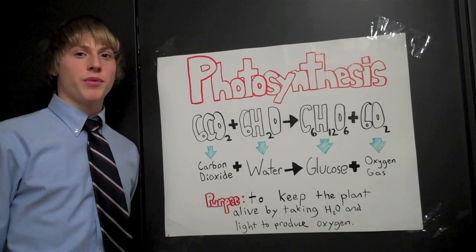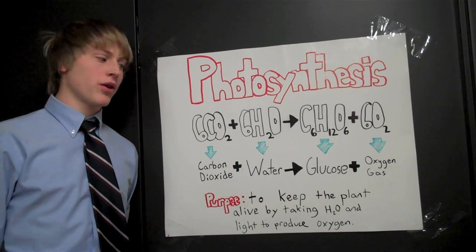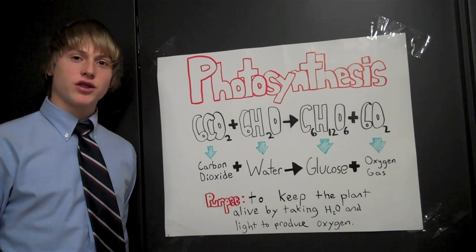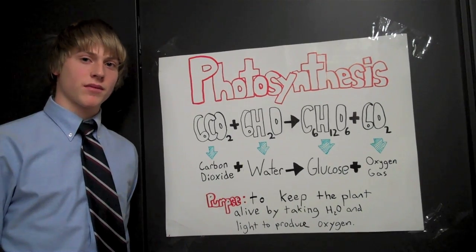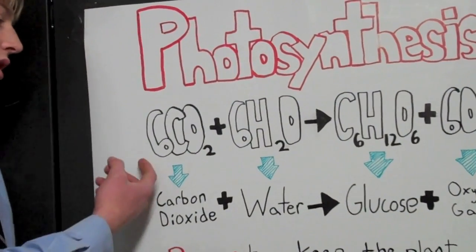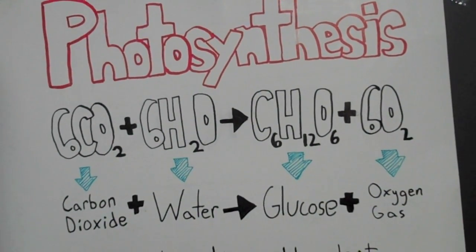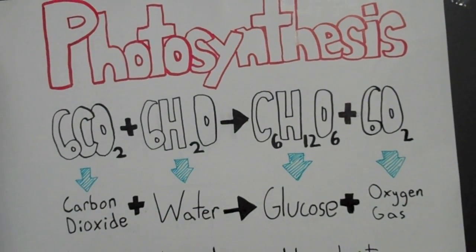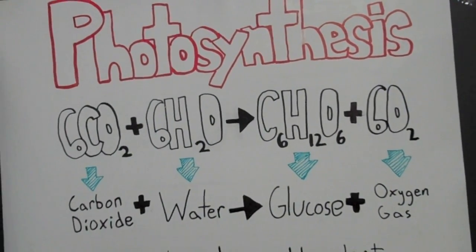Next on the scoop, we are going to be discussing photosynthesis. What is the purpose of photosynthesis? Well, the purpose is to keep the plant alive by taking H2O and light to produce oxygen. What is the overview of photosynthesis? Well, you see the equation. 6CO2 is carbon dioxide. That combined with 6H2O, which is water, will help to produce energy and oxygen, being C6H12O6 plus 6O2. The end result: glucose and oxygen.